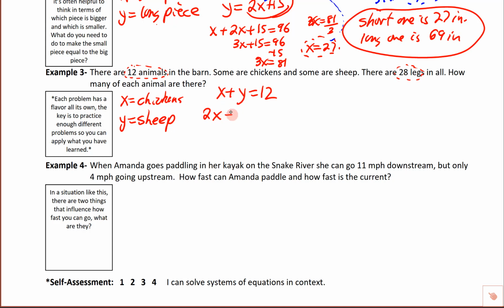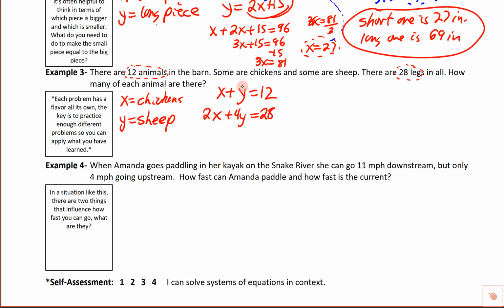And then y represents the number of sheep, and every sheep has 4 legs, so we're going to multiply 4 times y. If you take the chicken legs and add them to the sheep legs, you end up with 28 legs altogether. So here's the system of equations. We've declared our variables, we've written our system of equations. Now we're going to go ahead and solve.